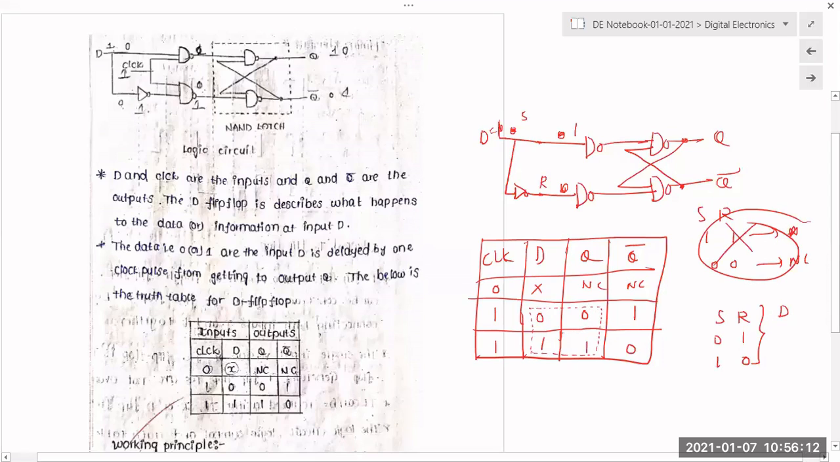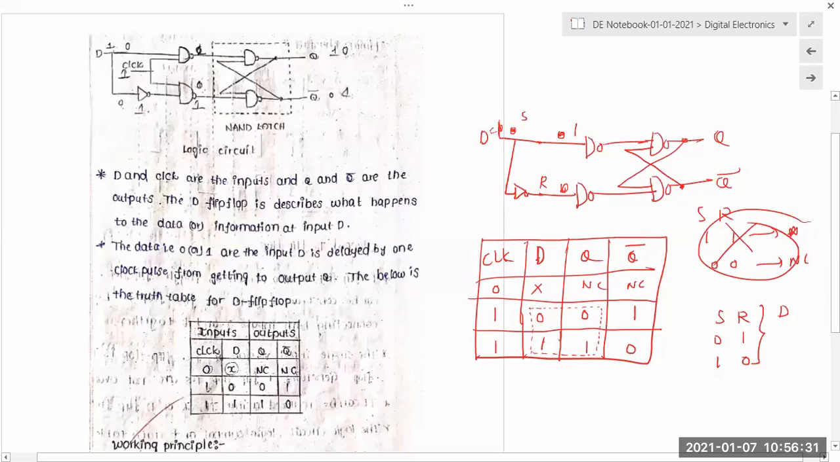0 0 ఇస్తే అవుట్పుట్ ఏమొస్తుంది? అంటే exactly it is storing the data as it is, అంతే కదా. Yes. డేటా ఏదైతే ఉందో, ఇన్పుట్ ఏదైతే ఉందో అవుట్పుట్ కూడా అదే వస్తుంది. That is nothing but, it is storing the data as it is.